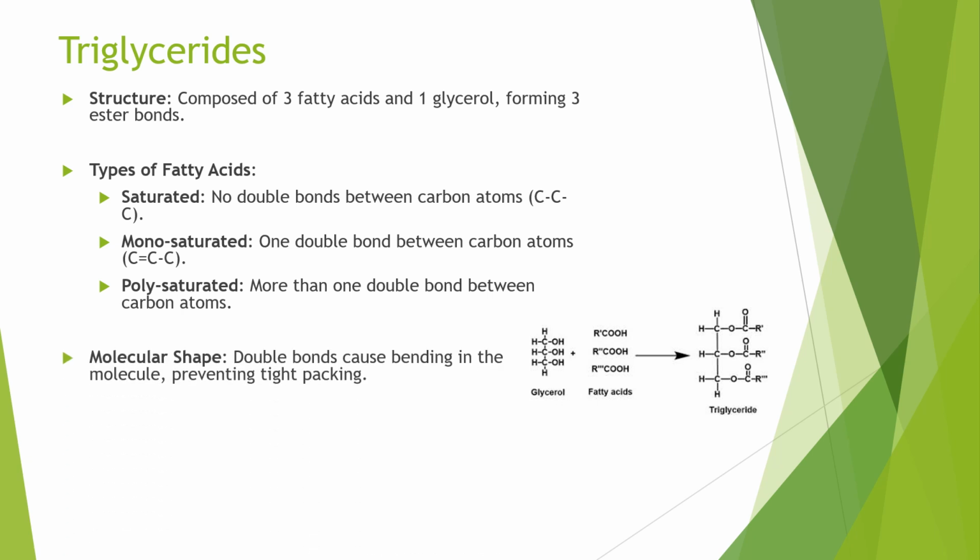The presence of double bonds in fatty acids causes the molecule to bend. This bending means that triglycerides with more double bonds, such as polyunsaturated fats, cannot pack as closely together as saturated fats. This structural difference influences their physical state at room temperature and also their role in the body.